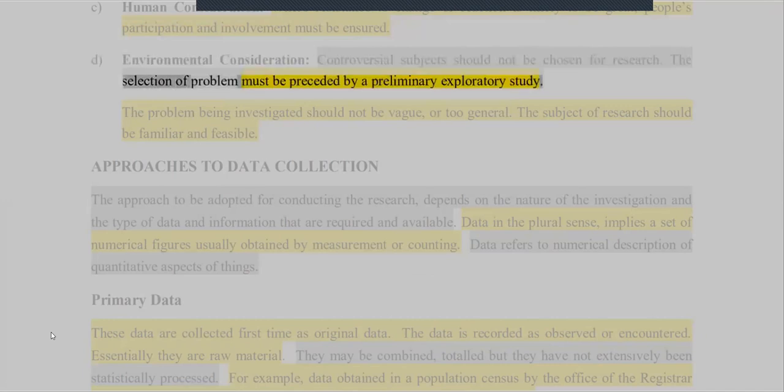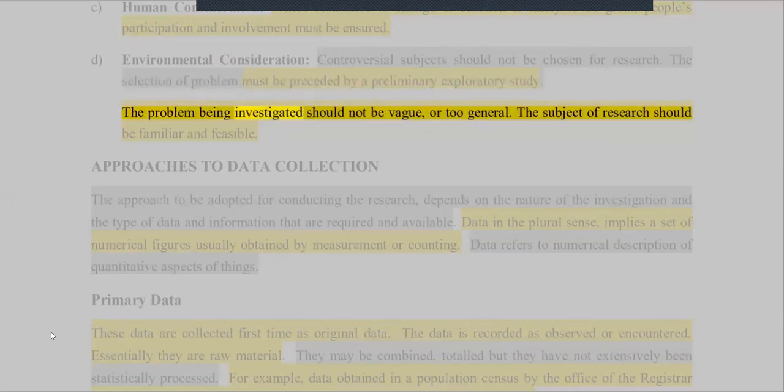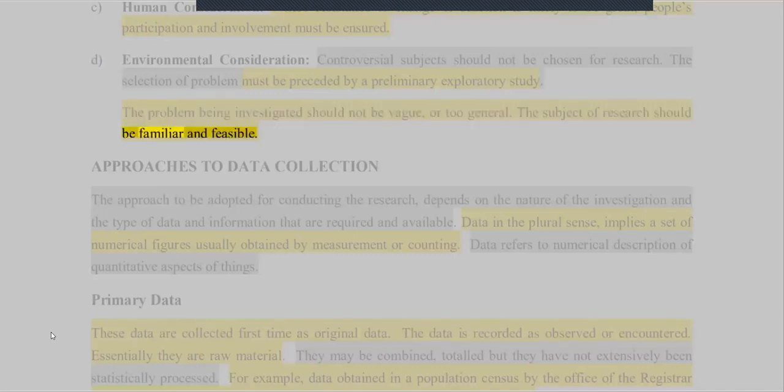The selection of problem must be preceded by a preliminary exploratory study. The problem being investigated should not be vague or too general. The subject of research should be familiar and feasible.